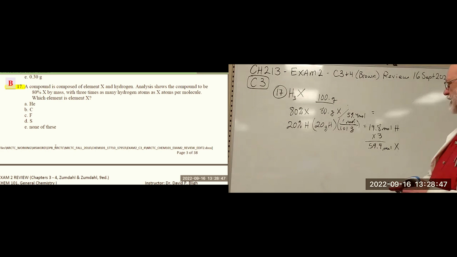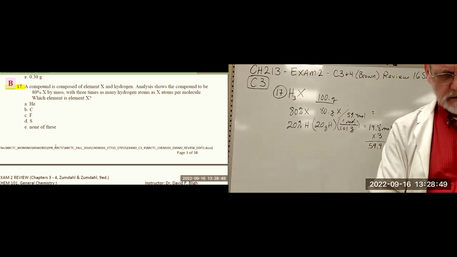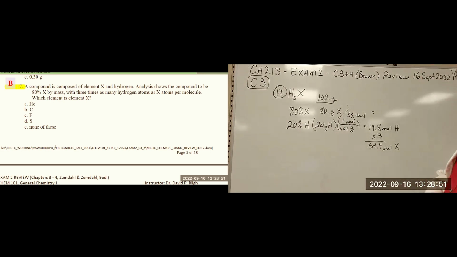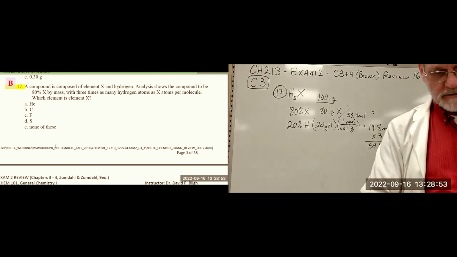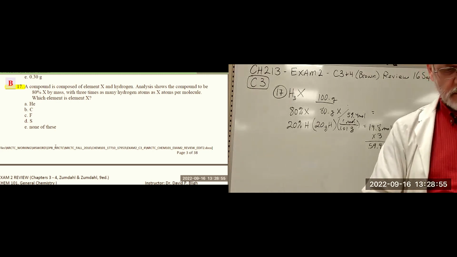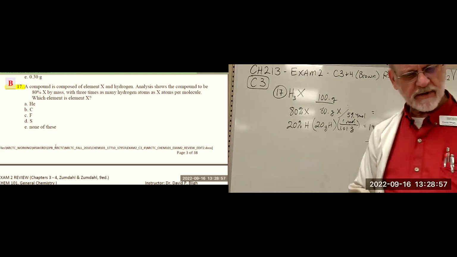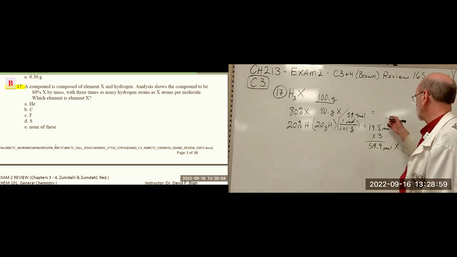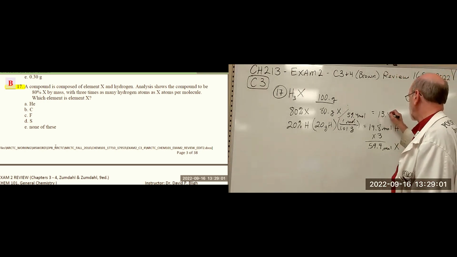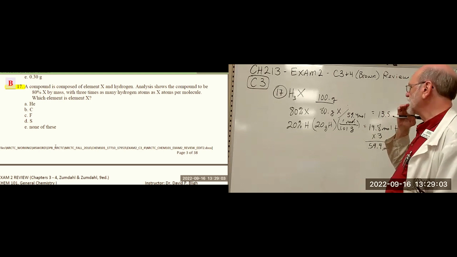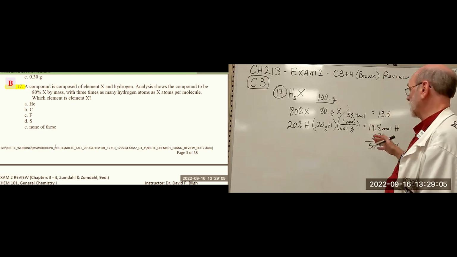Let me try that again. 80, enter. 59.4. Well, I'm coming out with 13.5. Let's see, what did I do wrong? Did I do anything wrong?